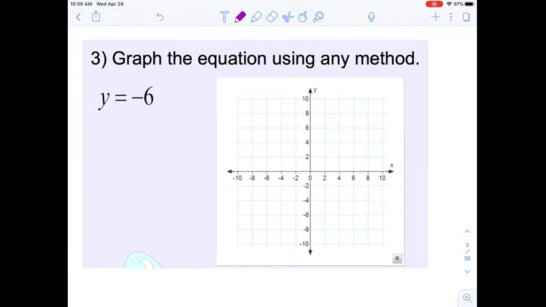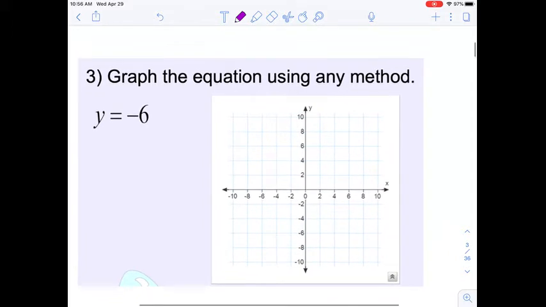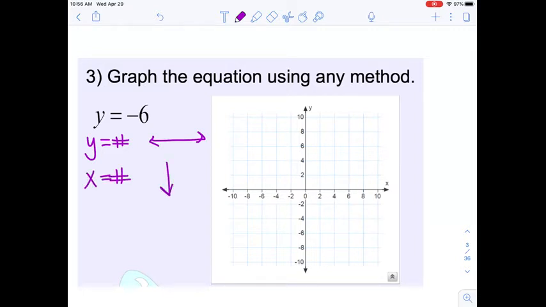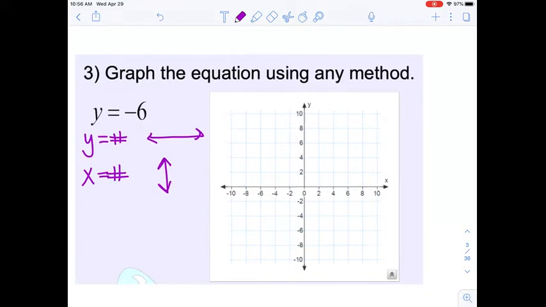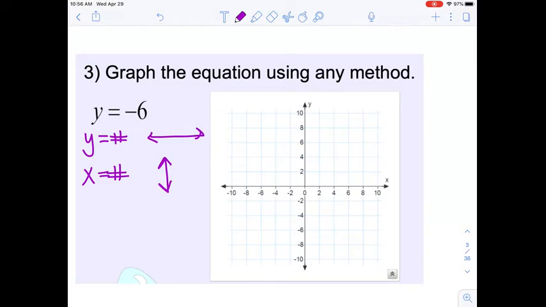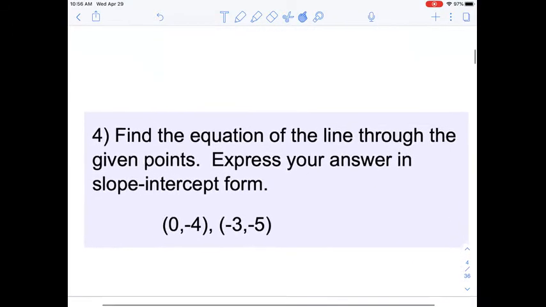Number 3 says graph the equation using any method. So we have y equals negative 6. A good thing to keep in your notes that you should use during the quiz is that when you have y equals a number, you are going to have a horizontal line. When you have x equals a number, you are going to have a vertical line. So when y equals negative 6, that's like the y-intercept, so go to 0, negative 6, and then you just make a horizontal line at that point. So again, you should write that down.